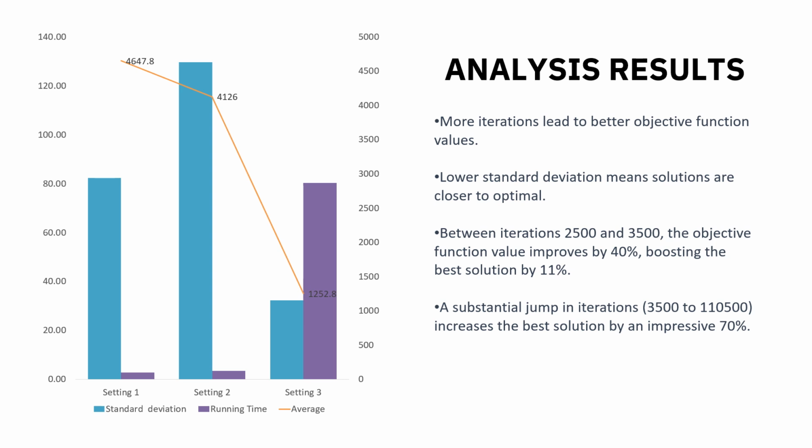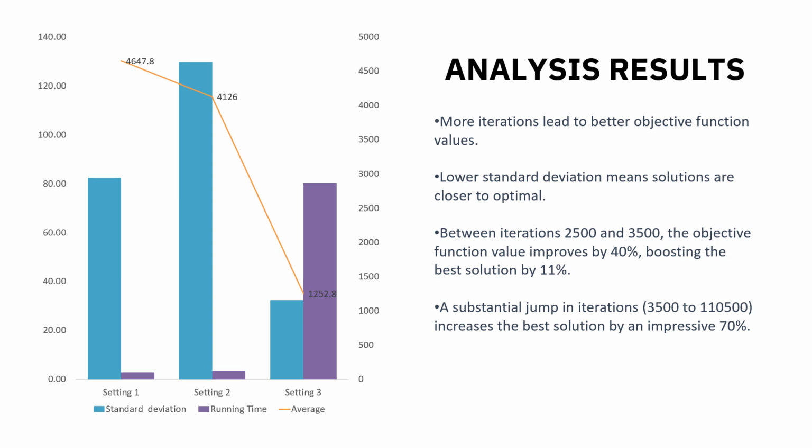Interestingly, when you look at setting number 1 and setting number 3, comparing the iterations between 2500 and 3500 iterations, the objective function value actually improves by 40% only, boosting the best solution by 11%. Even though there is a small difference between setting 1 and setting 2, when we increase the iteration by 1000, it actually boosts the best solutions by 11% from here.